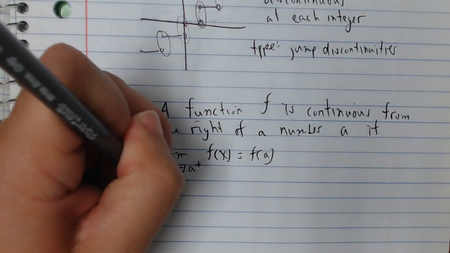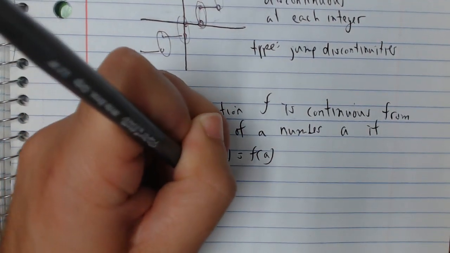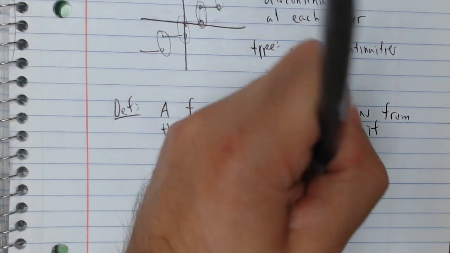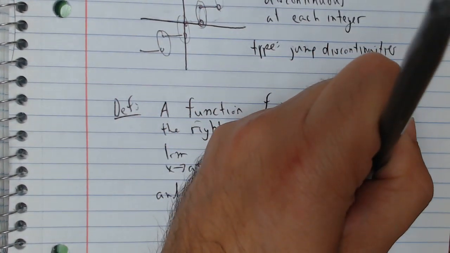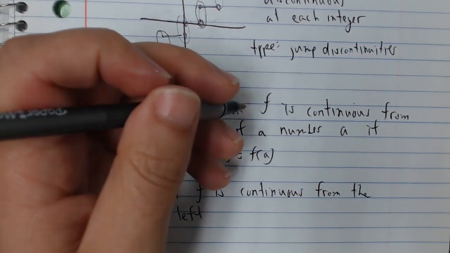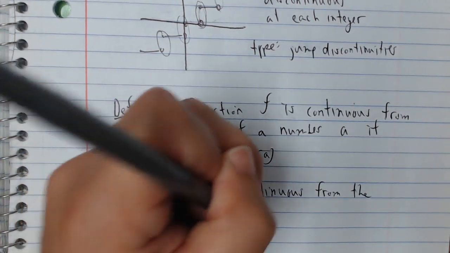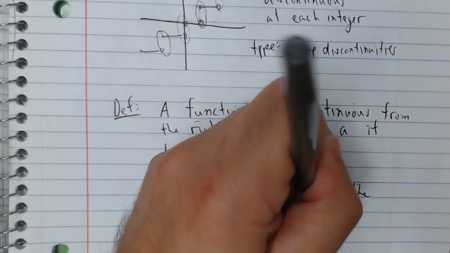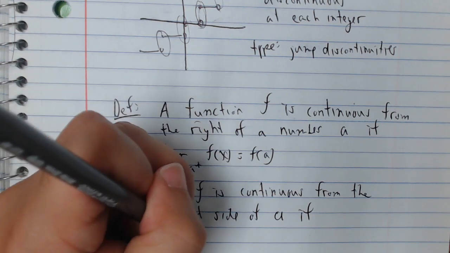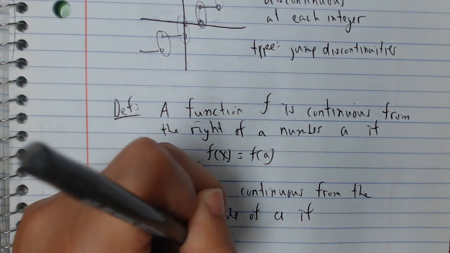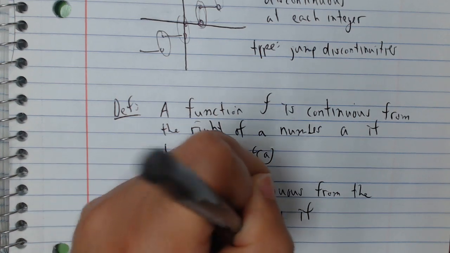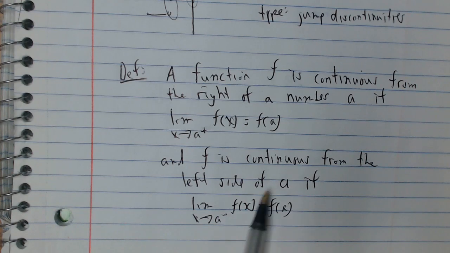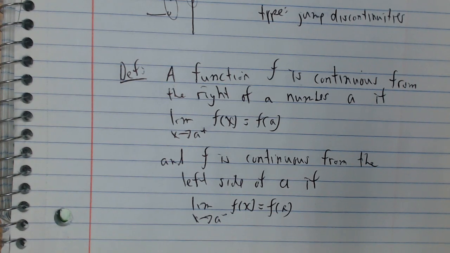And we could also define it from the left side. We could say f is continuous from the left side of a if the limit as x approaches a from the left side of f of x equals f of a. So basically, this is talking about being continuous from the left and from the right.